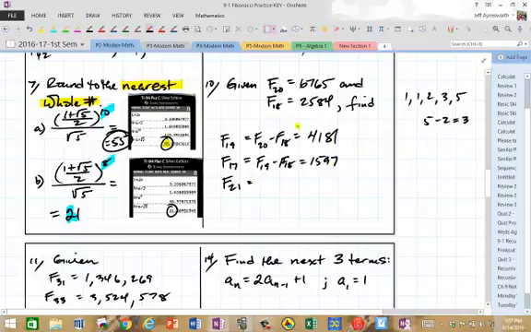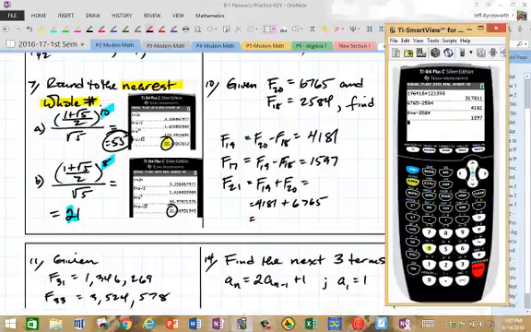Now, to get the one in the future, I've got to take the 19th and the 20th and add them together. So F19 plus F20, I have to add those two. So 4,181 plus F20, 6,765. What's that? Let's figure it out. So 4,181 plus 6,765. Excuse me, 10,946.